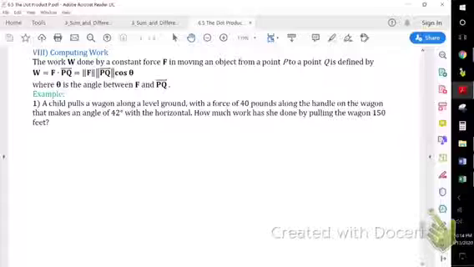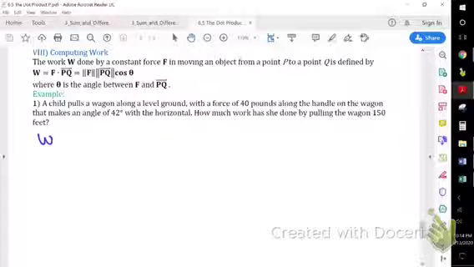Alright, so look at example 1 here. It said a child pulls a wagon along a level ground with a force of 40 pounds along the handle on the wagon that makes an angle of 42 degrees with the horizontal. How much work has she done by pulling the wagon 150 feet? We want to know how much work she's done.